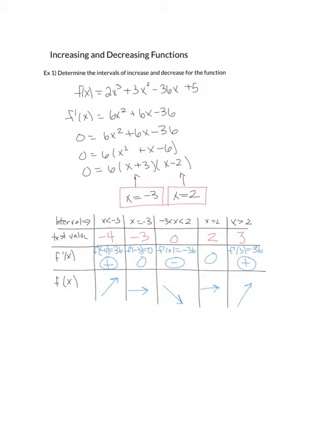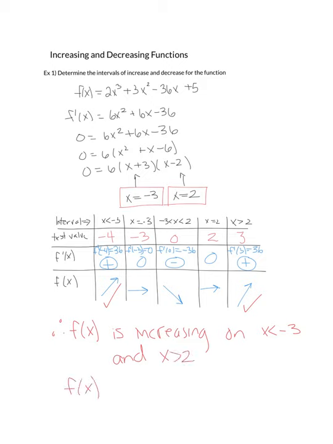The last thing that I'm going to do on this slide is write a little summary of what's going on. I know that f of x is increasing on 2 intervals, so it's increasing here, x is less than negative 3, and it's increasing here, x is greater than 2. I know that the function is decreasing on this interval right here, negative 3 less than x less than 2. At this time, we can start doing a quick sketch, which I will start on the next page.